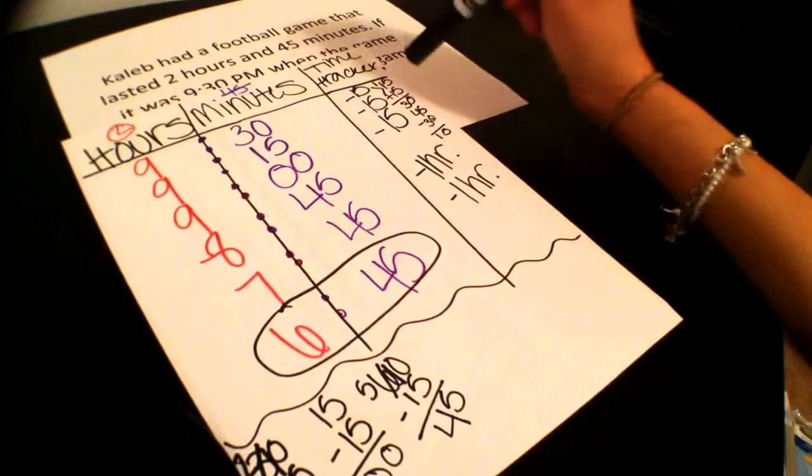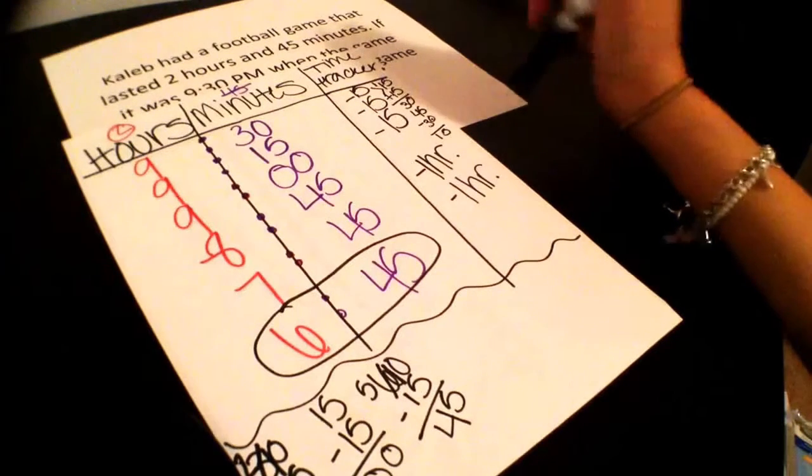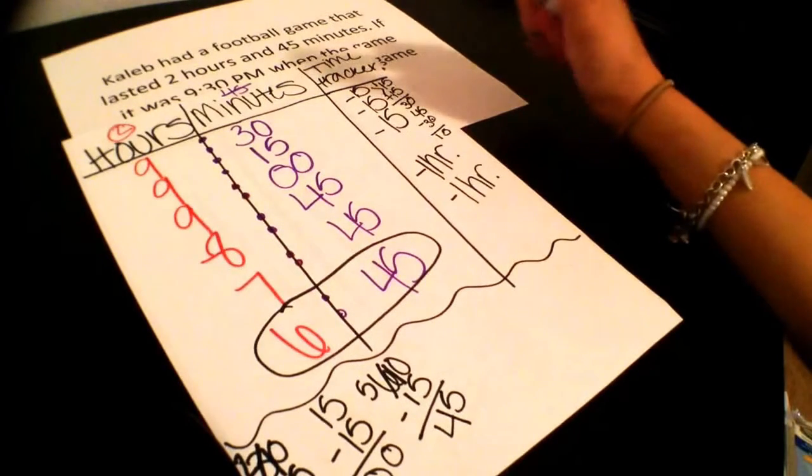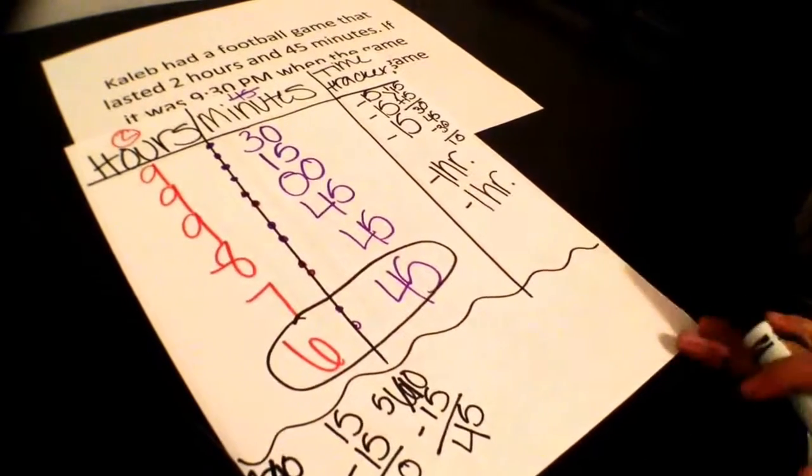And so this is a good way to use your time tracker to help you subtract your hours and minutes to find out an initial time when something started.